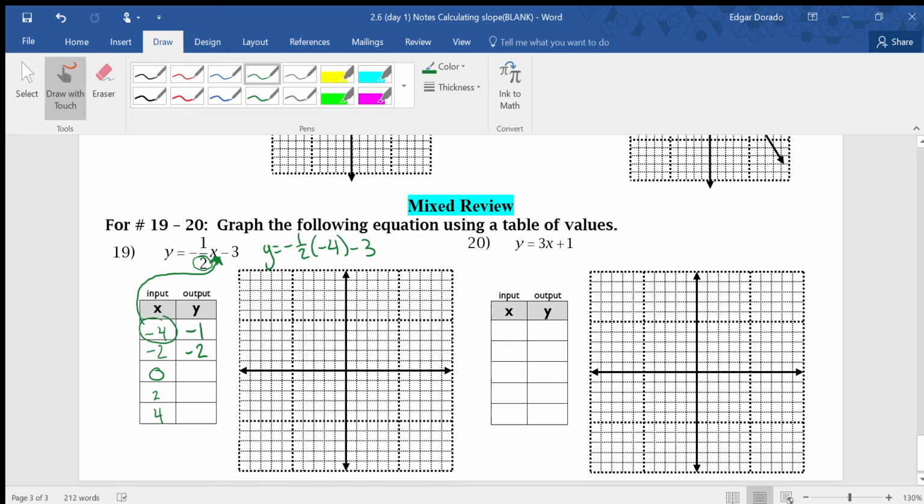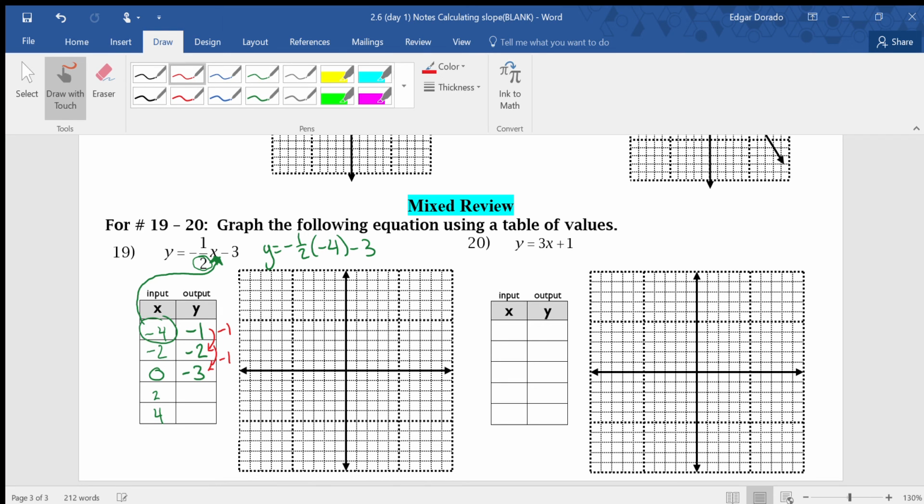All right, next one. 0 times -1/2 is just 0. Minus 3 is a -3. And hopefully you guys can already start to see this pattern. As you're going down, I'm going down by 1. Okay. If you see it, great. If you don't, worry about it. It'll become more important later on. So I'm going down by 1.